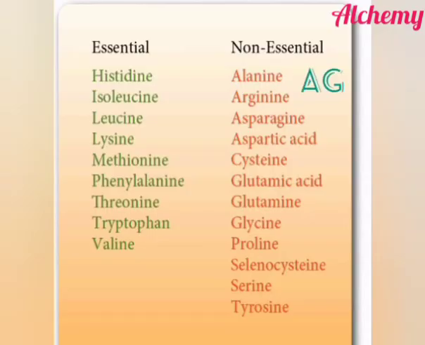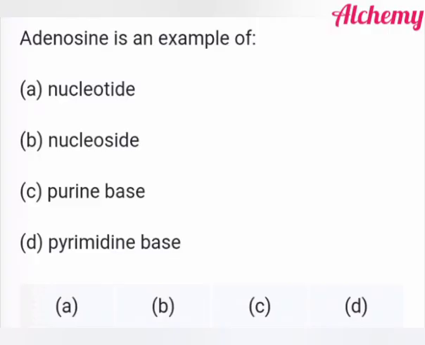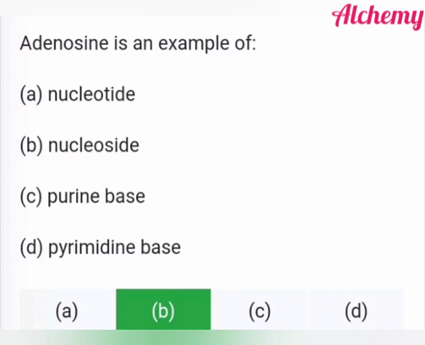This is a list of essential and non-essential amino acids. There is a code to remember the non-essential amino acids, AG. Most of the non-essential amino acids starts with the letter A and G. Next question. Adenosine is an example of. The correct answer is option B, nucleoside.